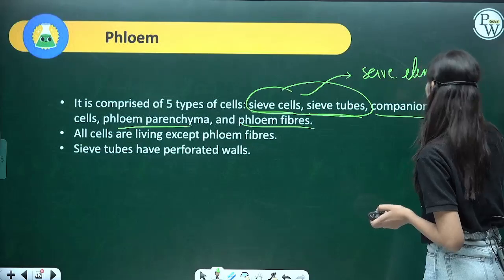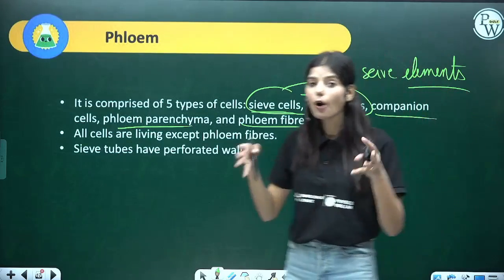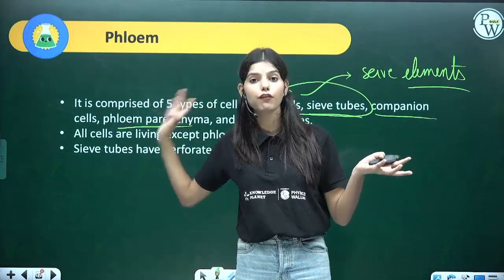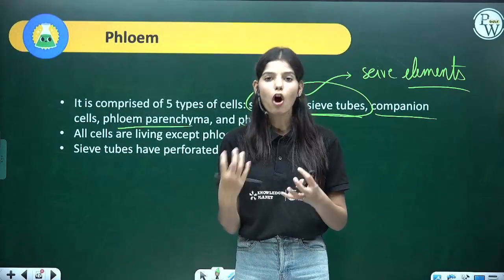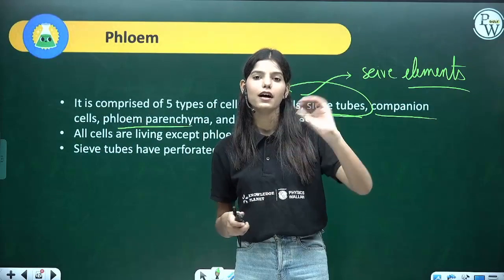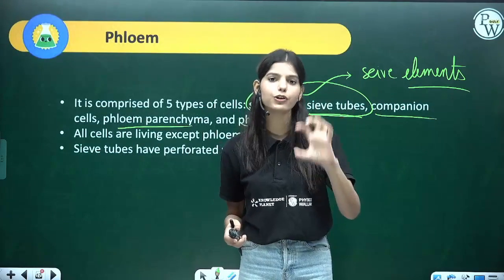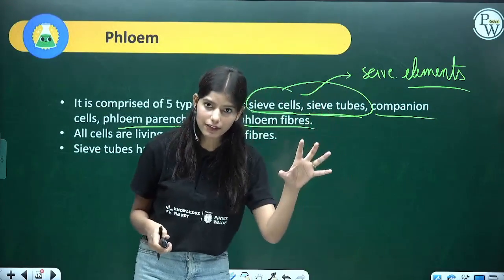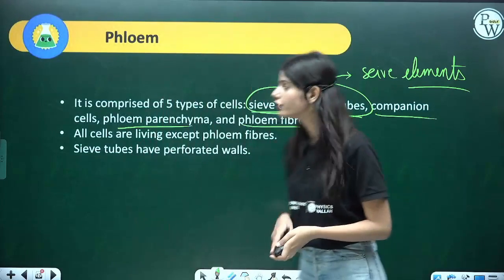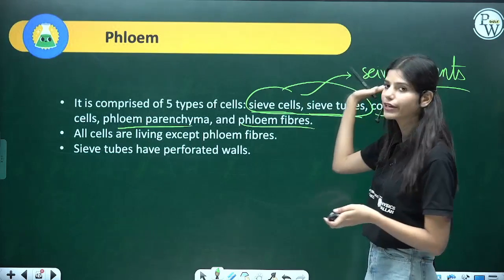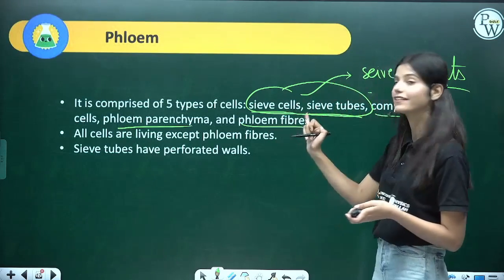But if the question comes, how many types of cells are present in the phloem, the answer will always be 5, okay? But commonly, if you talk about the parts of the phloem, you can write that there are 5 types of cells, or you can write that there are 4 parts of the phloem, which include the sieve elements, or you can write it separately, that is sieve cells and the sieve tube.